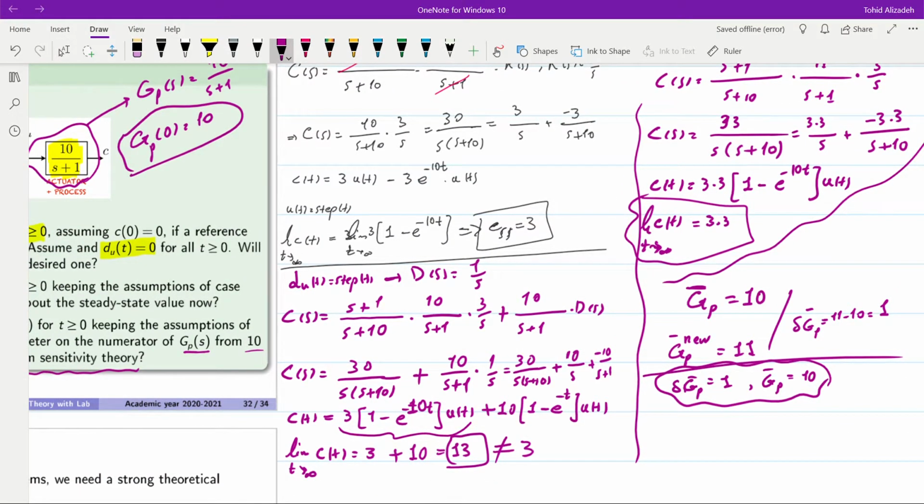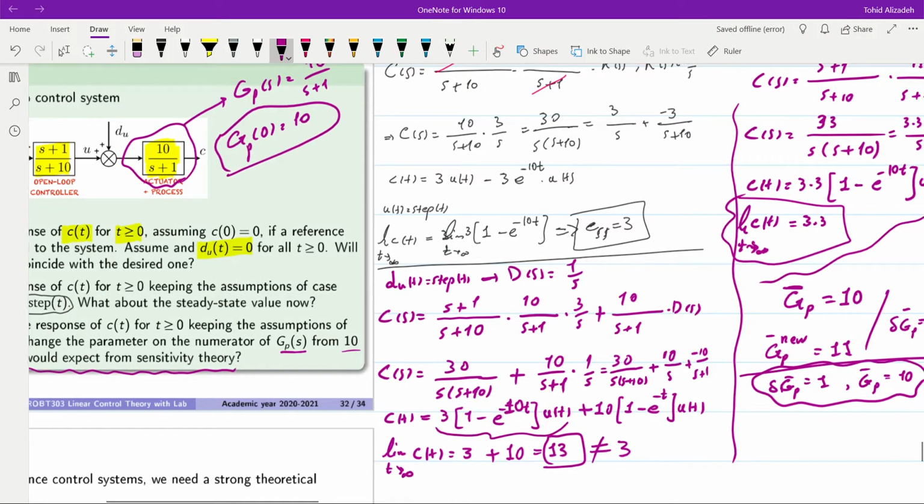Now we can have a look at the L bar and delta L bar. L bar was equal to GC, the controller, times the GP. For GC we have 1 over 10, and for GP we have 10. So the L bar initially was equal to 1. That's why without the disturbance we would have got the same steady state output as the reference.